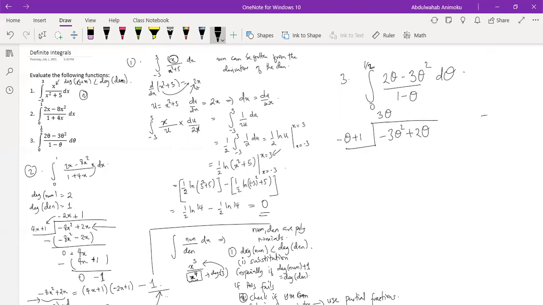So how did I get this? I'm just basically doing this, right? Minus will cancel minus, theta will cancel the square. Now 3 theta times minus theta, that's minus 3 theta squared.